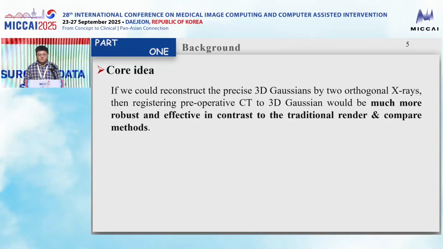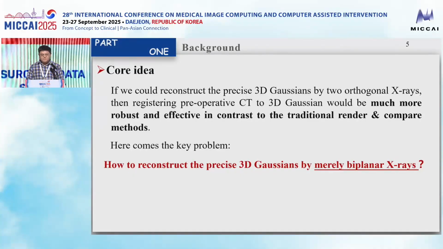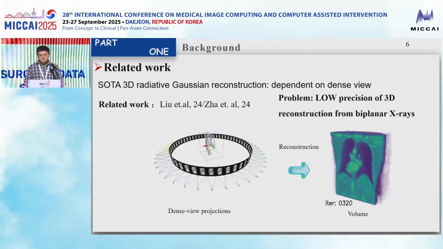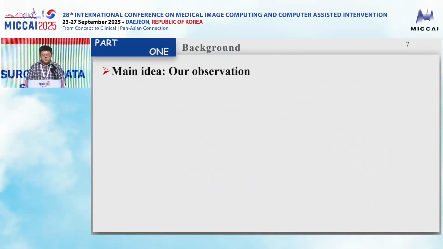Actually, if we could reconstruct precise 3D Gaussians from 2 orthogonal X-rays, then registering preoperative CT to the 3D Gaussians would be much more robust and effective in contrast to the traditional render-and-compare methods. Here comes the key problem: how to reconstruct precise 3D Gaussians from merely biplanar X-rays. That's quite challenging. Why? Because 3D Gaussian reconstruction is dominant for reconstructing X-rays into a 3D volume. The state-of-the-art methods, however, depend on dense-view X-rays.